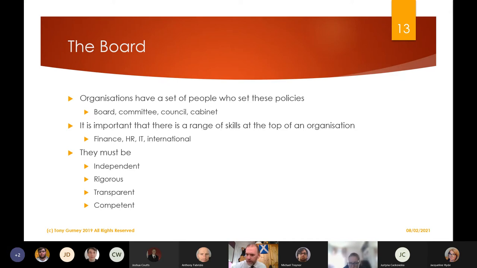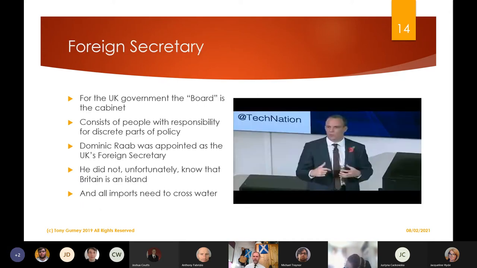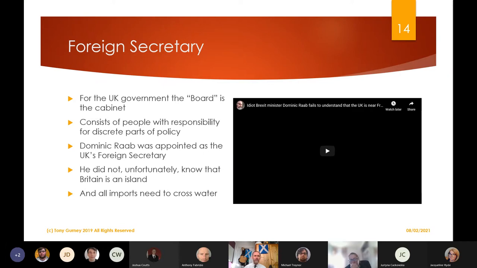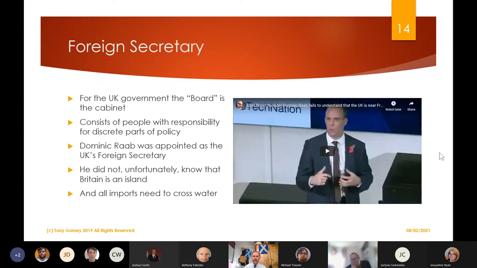That's the same for all organisations. For a government, for example, the board is possibly a cabinet. In this case, the UK cabinet is in effect the board of the government. And like I say, you want people with skills, you want people to understand things. For those of you who haven't come across him, Dominic Raab was appointed as a foreign secretary.